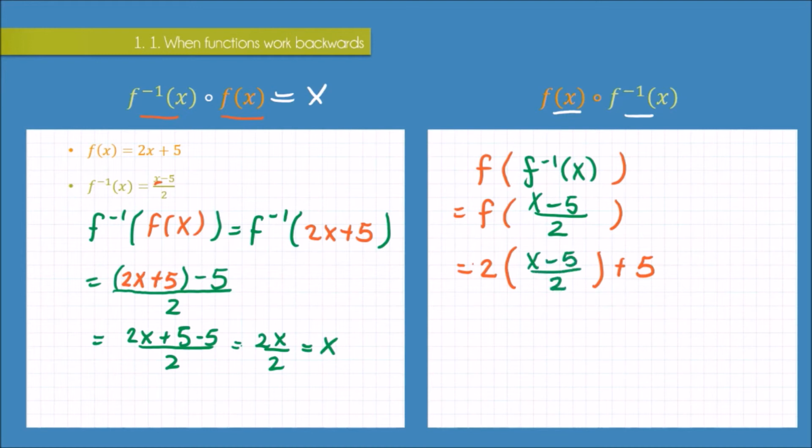Okay, so I can simplify this expression now. So when I multiply that bracket by 2, I'm just left with x minus 5 because the 2's cancel, and then plus 5 at the end, and then the minus 5 and the plus 5 cancel, leaving me with x again. So the composition in this particular order is also equal to our input x.